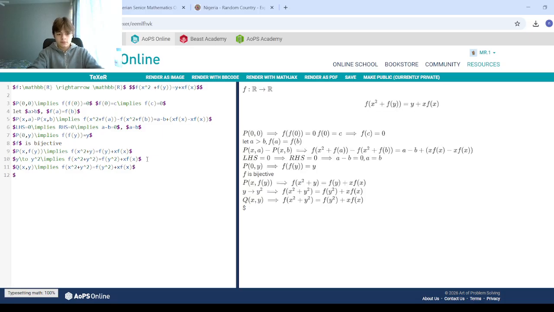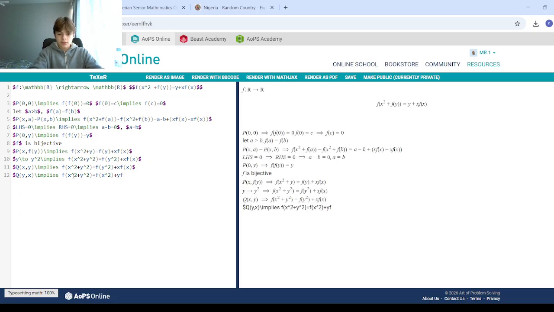And now if we pick this, okay, we will get f(x squared plus y squared), which is the same as Q(x,y), is equal to f(x squared) plus y times f(y).